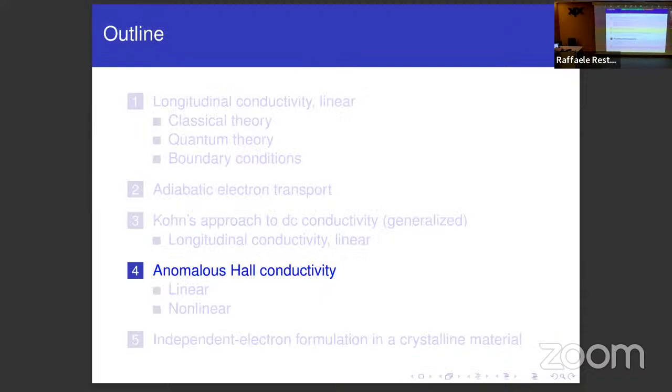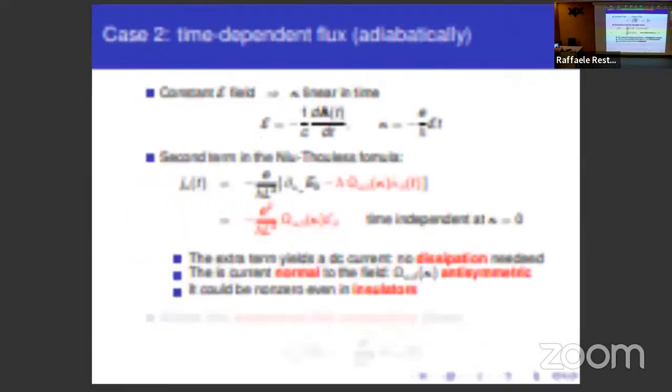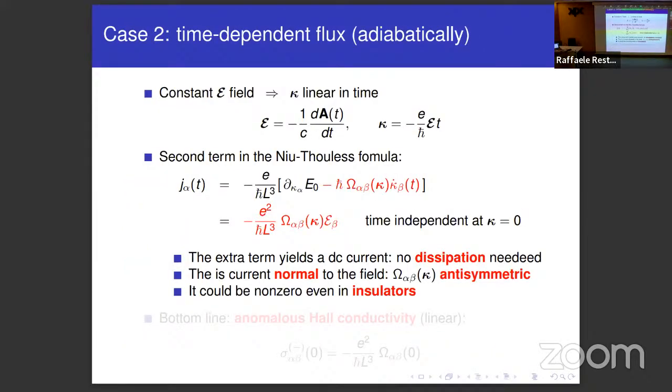Now the anomalous Hall conductivity. We take our formula again. If we have a constant field, that means the K is linear in time, like this. So the second term in Newton's formula, the one with the curvature, is this one. And you see that it is an anti-symmetric tensor. Already here you have K dot, so you have already the field. So this is the formula you were looking for. The transverse conductivity is time independent when K equals zero. And to lowest order in perturbation, we evaluate it at K equals zero.